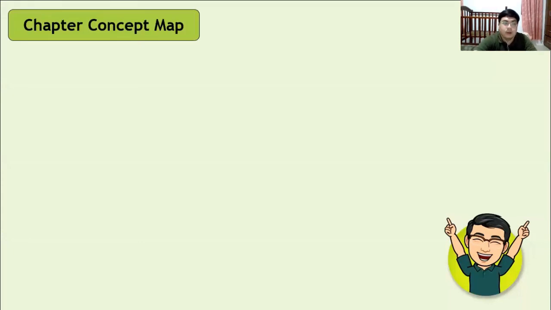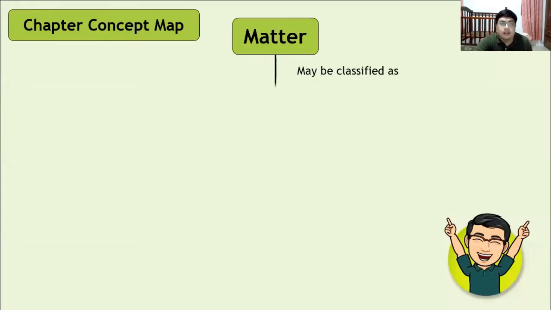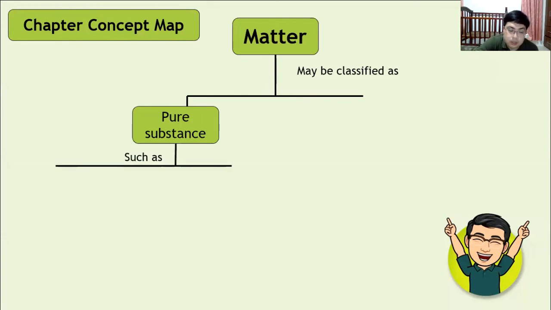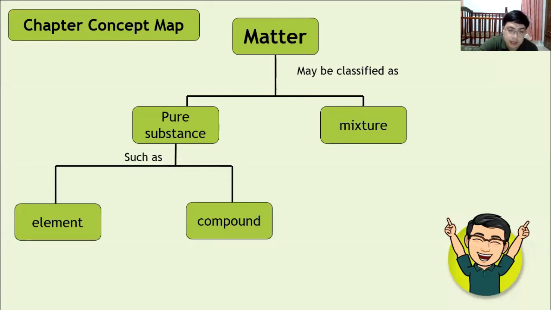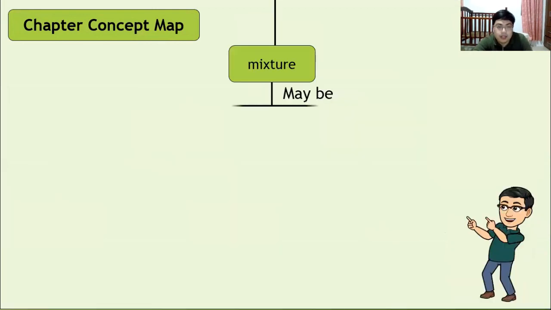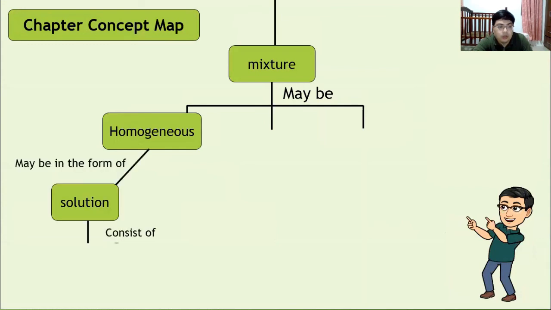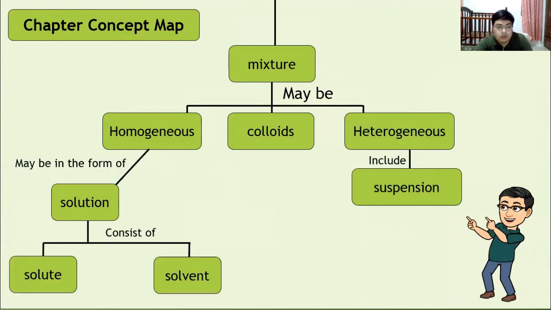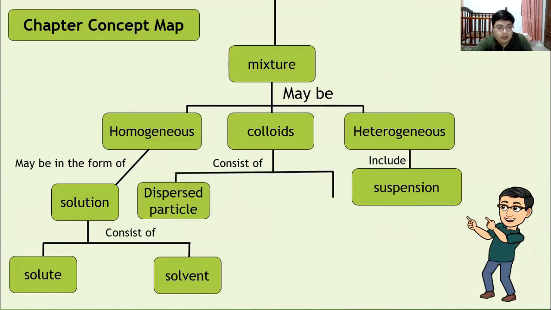Now, going back to our concept map, we've already tackled and classified some of the differences between the pure substances, such as an element and a compound. Mixture would be separated from our other topic, because that one is separation of mixtures. That may be classified into homogeneous, heterogeneous, and colloid. A solution is homogeneous, composed of a solute and solvent. Heterogeneous would include suspension, and colloids that consist of a dispersed particle and dispersing medium.